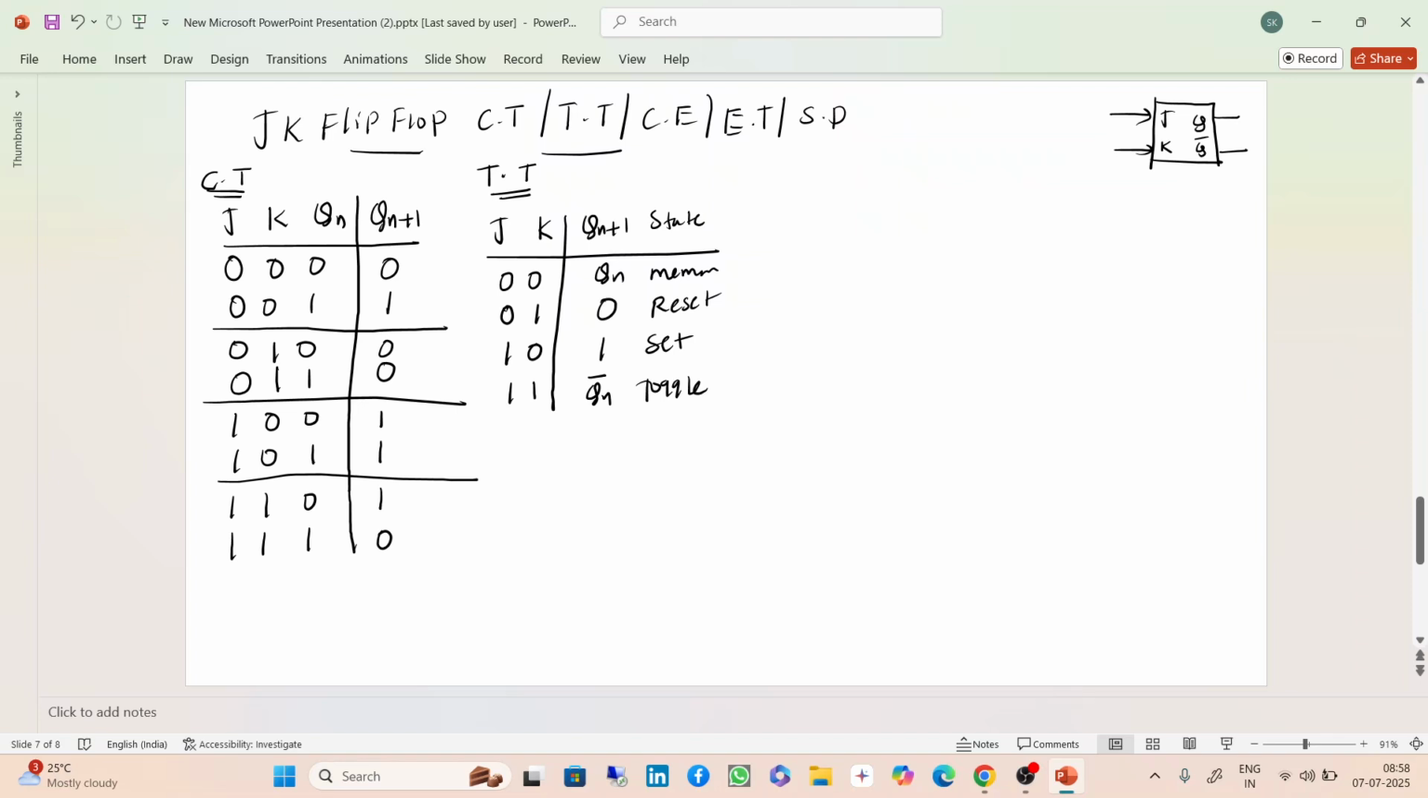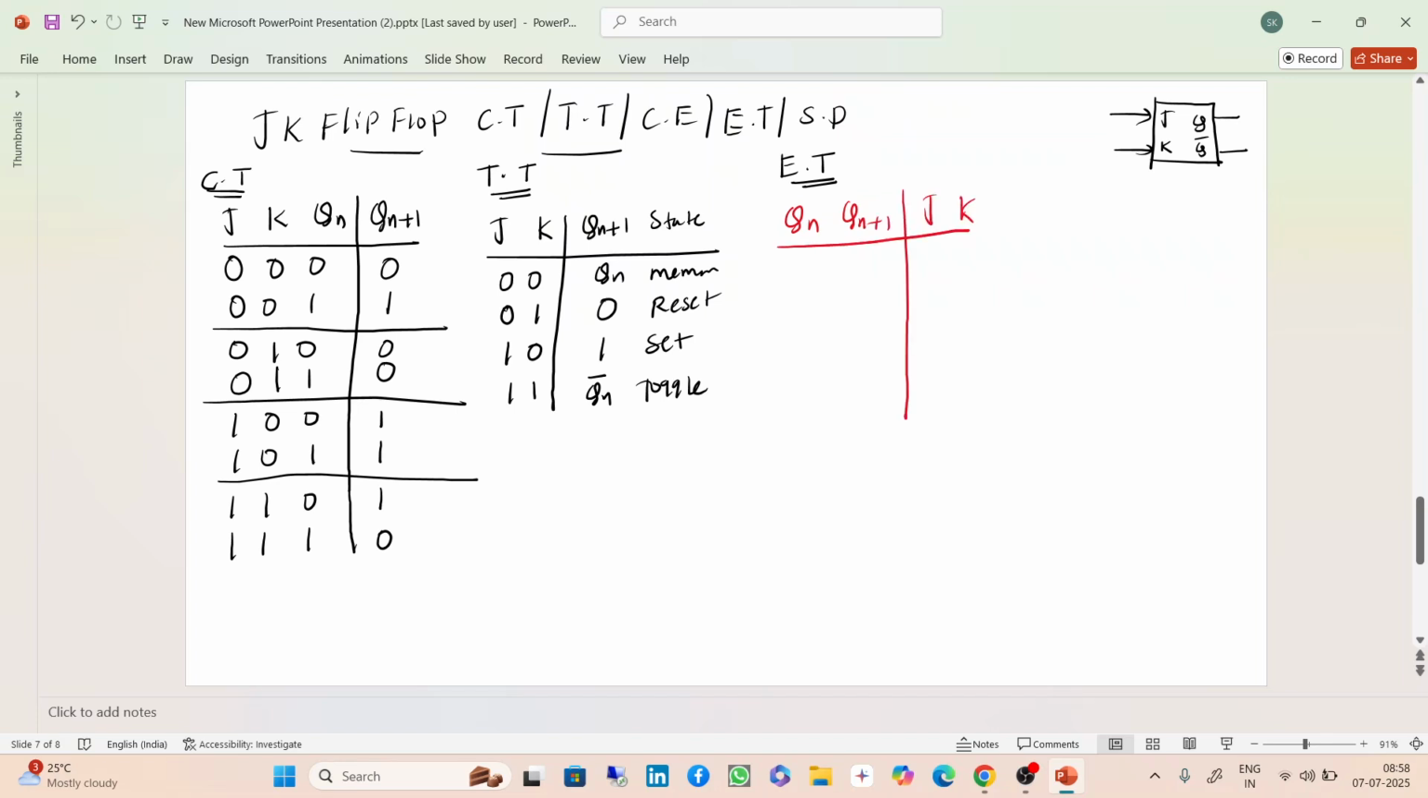And how to draw the excitation table? From the characteristic table you will get the excitation table. So I am drawing the excitation table. So the excitation table has Qn, Qn plus 1, and J and K.